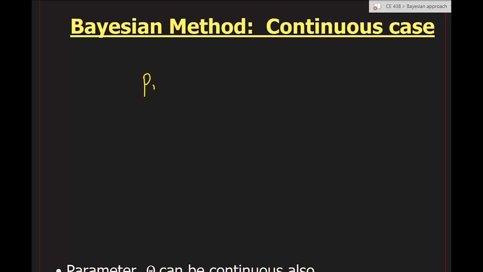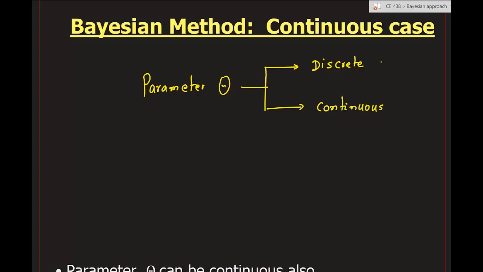So if you see the parameter, denoted as theta, this can be a discrete or it can be continuous. So it can be a discrete random variable or it can be a continuous random variable. Now in this lecture we will discuss continuous random variables.